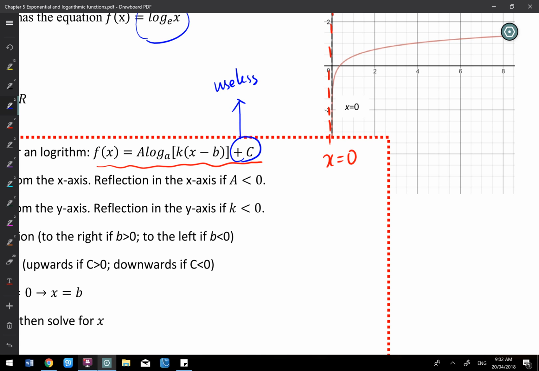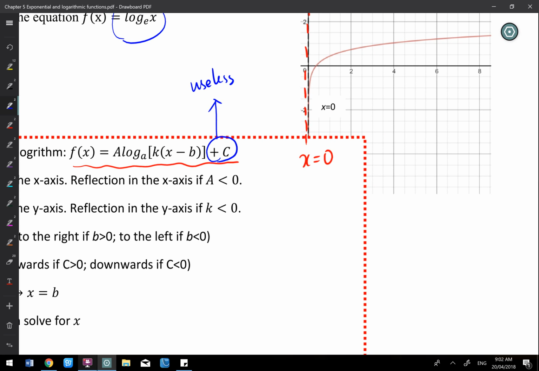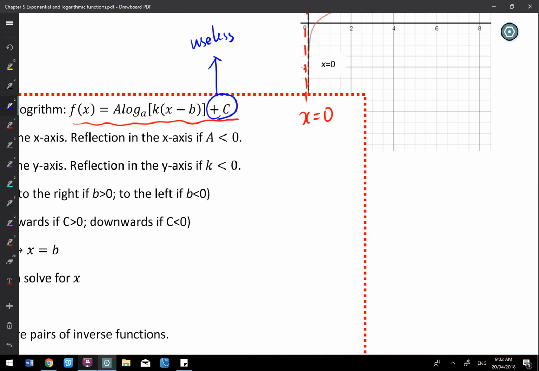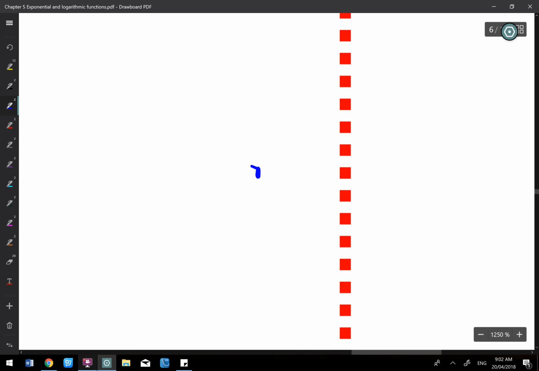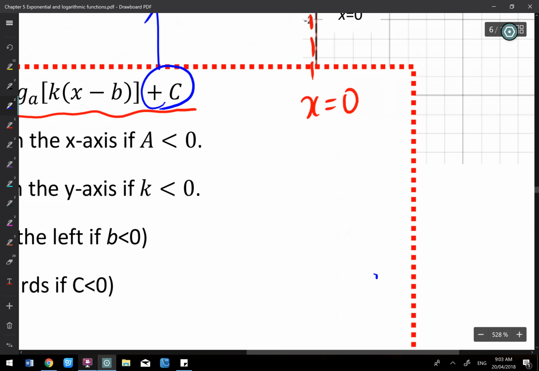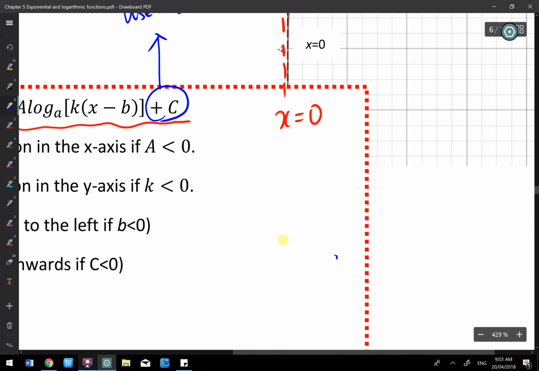Okay, the next thing is, how do we sketch for it? Still follow all these steps. Step number 1 is, well, think about log exponential. The first thing is we find asymptotes. So step number 1 is still find asymptotes. It's a vertical one. Okay, it's a vertical asymptote.